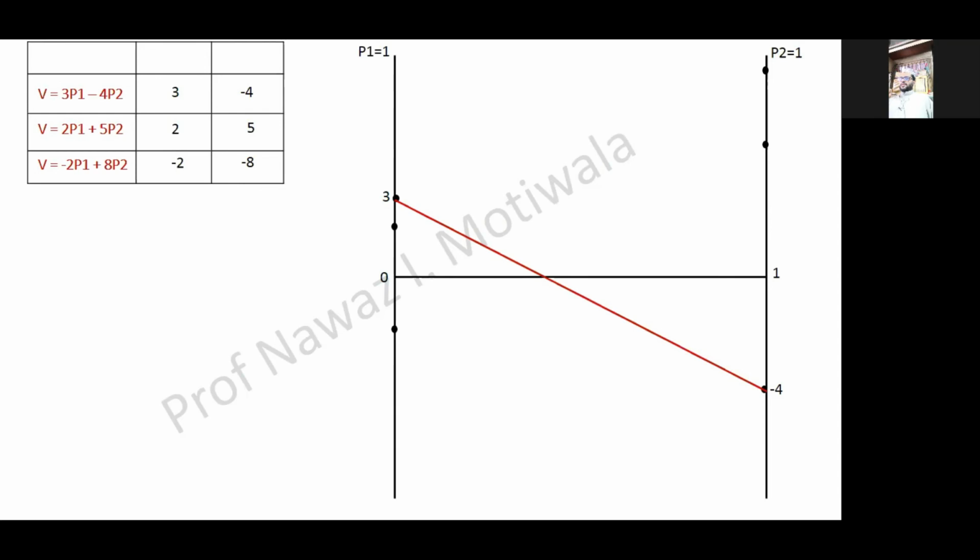Then my next value is 2 and 5. So what I will do, I will connect 2 with 5 on the other side. So this is 2 here, 5 there and this is connected. Third value is minus 2 and positive 8. So now I will connect minus 2 with positive 8. So minus 2 is here, positive 8 is here. I will connect that equation. Any doubts in plotting? Please ask.